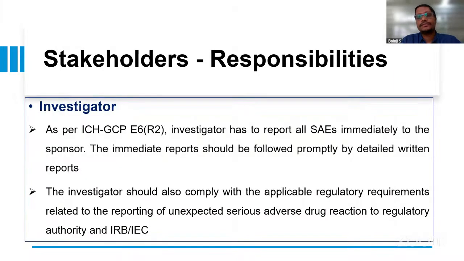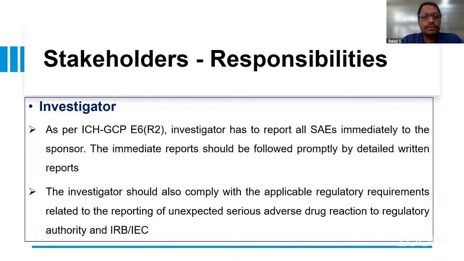So the responsibilities of the stakeholders: in the case of an investigator, as per the law or the requirements of ICH GCP, particularly E6(R2), the investigator has to report all suspected adverse events immediately to the sponsor. The immediate report should be followed promptly by a detailed written report. Which means the moment an investigator gets to know the patient has developed a serious adverse event, that has to be reported to the ethics committee, the sponsor, the regulatory agency of the particular country, in India it is CDSCO, and the head of the institution in which the clinical trial is being carried out, within 24 hours of the occurrence or of the first information.